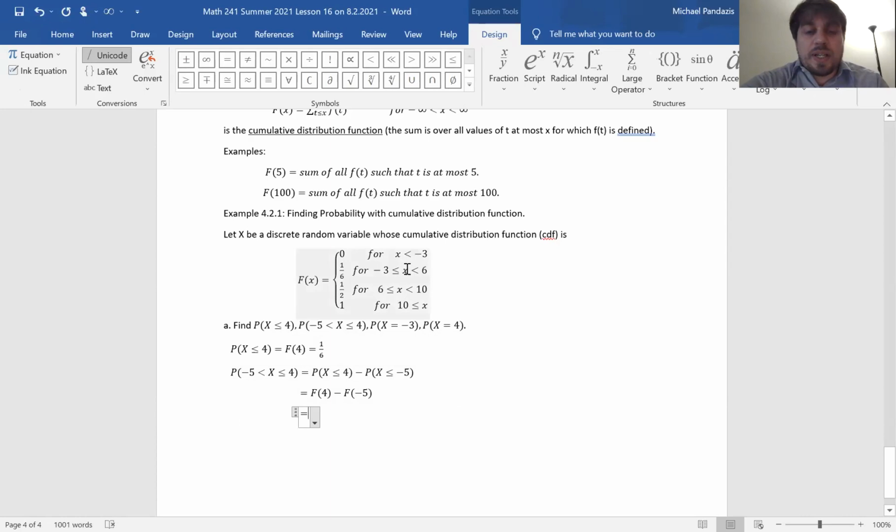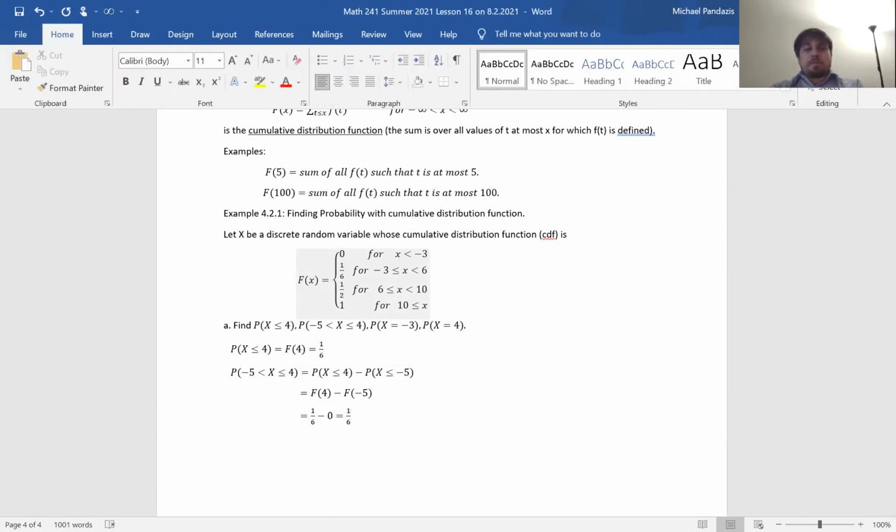So capital F of 4, X is 4, so that's 1/6, minus capital F of negative 5. Negative 5 is less than negative 3, so capital F of negative 5 is 0. That's minus 0. That equals 1/6. So that probability is also 1/6.